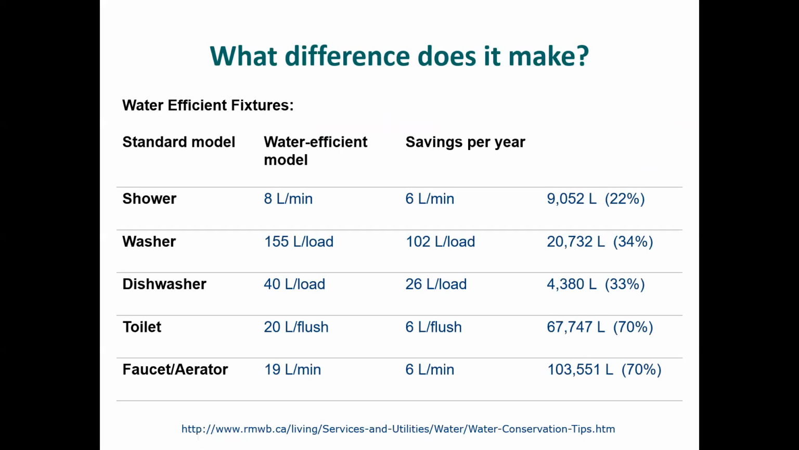So you can see this is showing what difference it might make. This chart was provided by the regional municipality. They're showing if you have a water efficient model of the shower, washer, or dishwasher compared to the normal one, how many liters of water you could be saving in a year. Anyway, just some interesting stats for you.